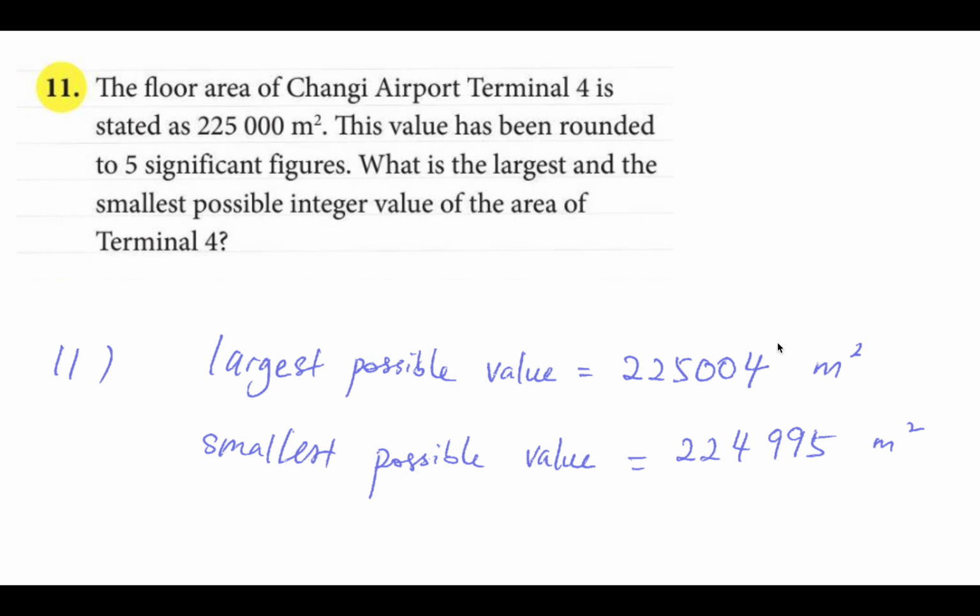Therefore, when we find the largest possible, it is a 4 here, because if it is 5, we will actually have to round up. On the other direction, we have 224,995. Why 4,995? When we round up, it becomes 225,000. So that will fit into the description as well.